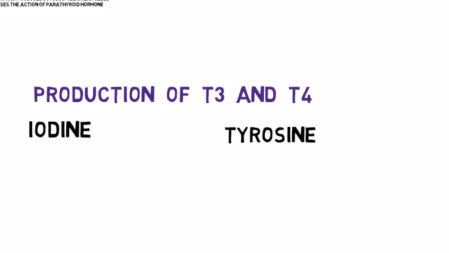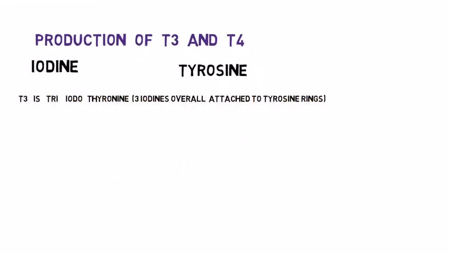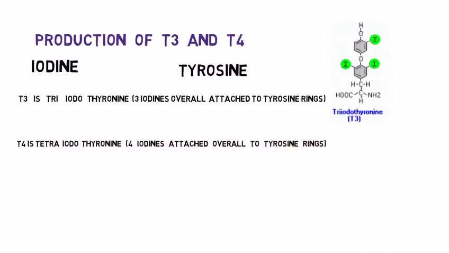So the two main constituents, or the raw materials if you'd like, that we need to make T3 and T4, the thyroid hormones, are tyrosine and iodine. And you can kind of derive this from their name. T3 stands for triiodothyronine, which means it has 3 iodines attached to tyrosine residues. T4, on the other hand, stands for tetraiodothyronine, or thyroxine for short sometimes, and that means it has 4 iodines attached to tyrosine residues, or tyrosine rings.